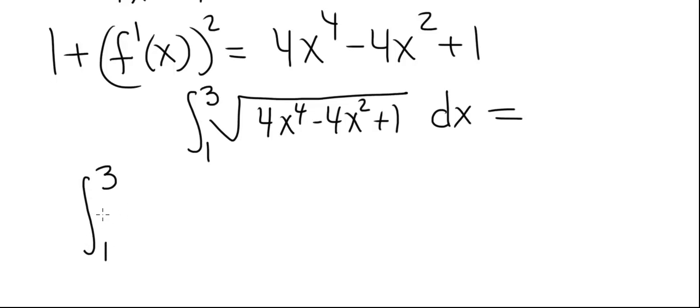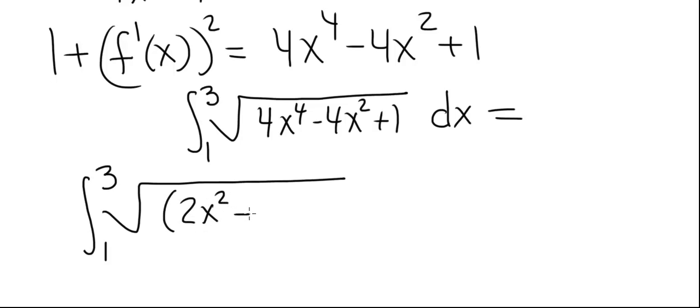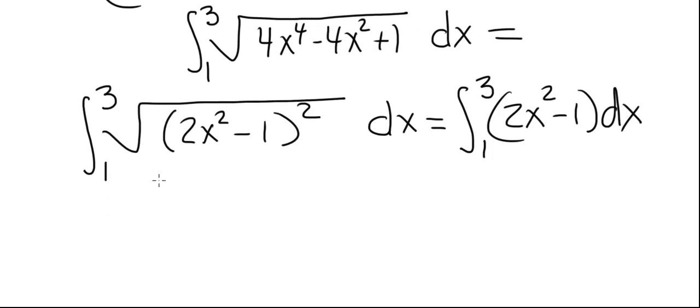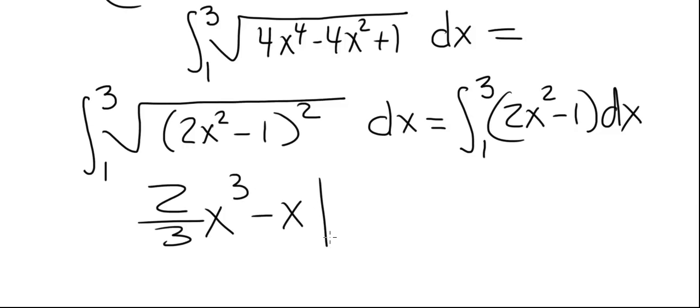This is the integral from 1 to 3 of the square root, rewriting 4x to the 4th minus 4x squared plus 1 as (2x squared minus 1) squared will allow us to evaluate the integral. Square root and square cancel, and this just becomes a simple integral from 1 to 3 of 2x squared minus 1, which is evaluated easily. We end up with 2/3 x cubed minus x evaluated from 1 to 3.